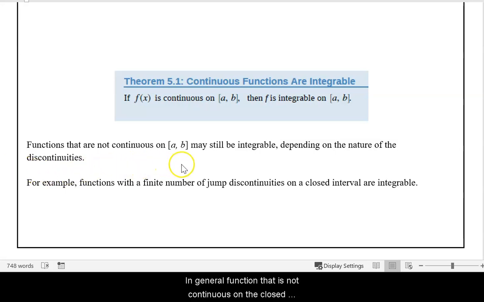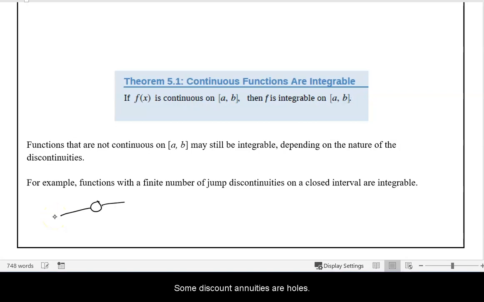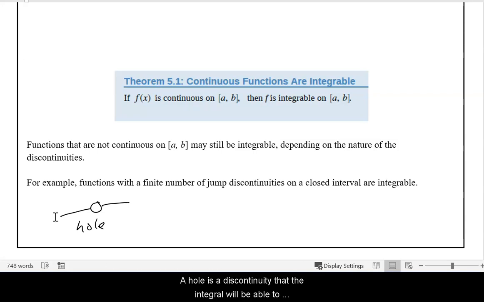In general, a function that is not continuous on the closed interval from a to b could still be integrable depending on how many discontinuities it has and what kind of discontinuities it has. Remember that we have 4 different kinds of discontinuity. Let's remind ourselves what they are. Some discontinuities are holes. A hole is a discontinuity that the integral will be able to deal with and skip across. We also have what are called displaced points. This is also something that the definite integral can deal with.